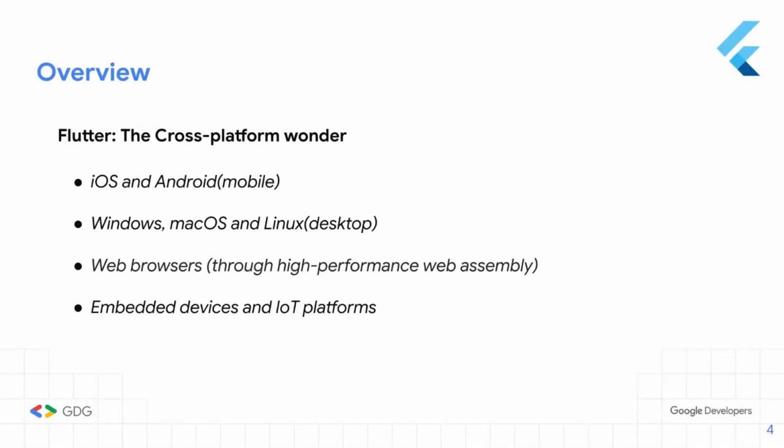Next, for all the new beginners here, I just want to describe what Flutter is. I like to call Flutter a cross platform wonder, because with a single code base you can run applications on multiple platforms. For iOS and Android, that is for the mobile platform, and for the desktop platform we have Flutter support for Windows, macOS, and also Linux. For web browsers through high performance WebAssembly, and also embedded devices and IoT platforms. In this session, we are going to focus more on Flutter Web and the updates that it has seen. So, this is what Flutter is. You write a single code base, and with minor tweaks, you can write platform code as well and make it run on multiple platforms.